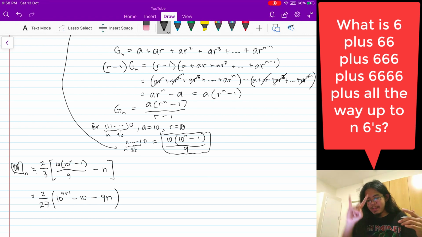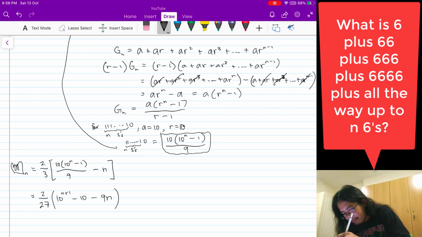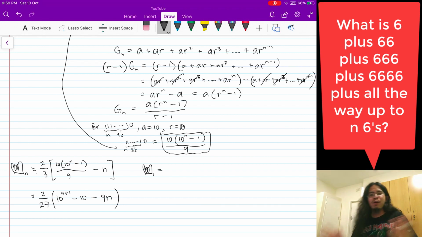So we claim that this gives us the metal sum. Let's try. The metal of 1. What's the metal of 1? Of course, that's just 6.